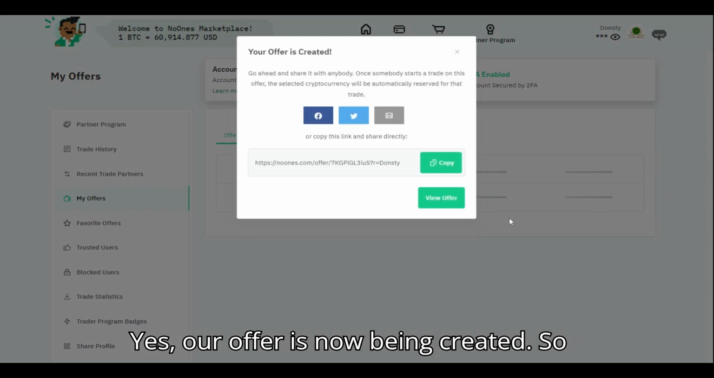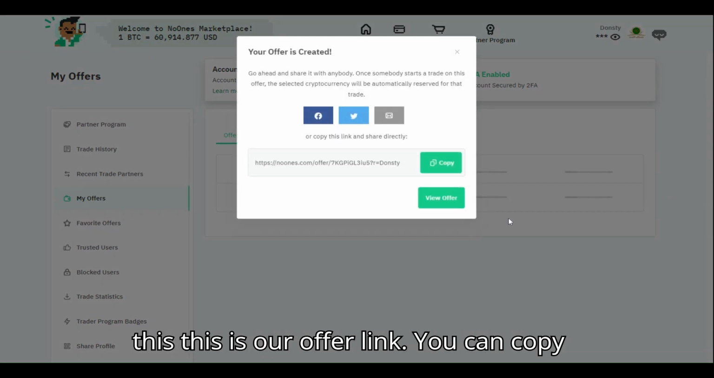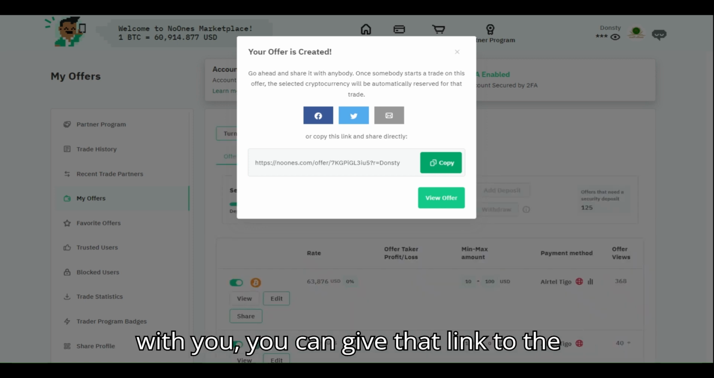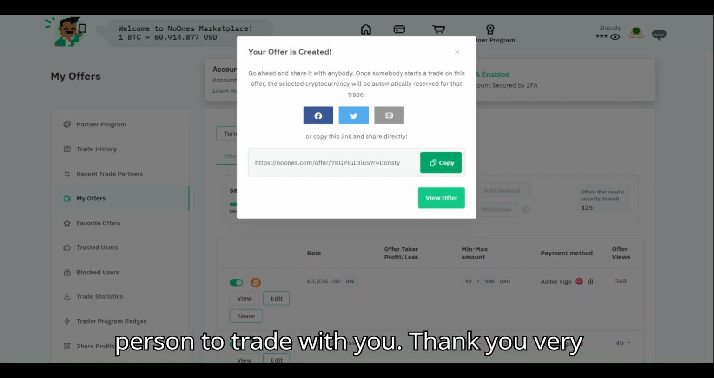Yes, our offer is now being created. So this is our offer link. You can copy this link, and whenever someone wants to trade with you, you can give that link to the person to trade with you.